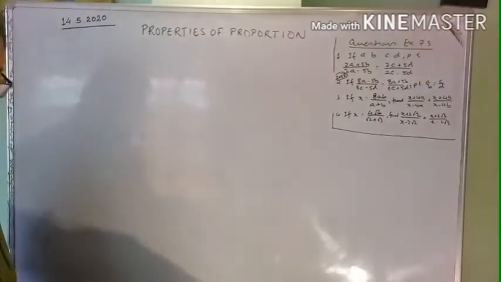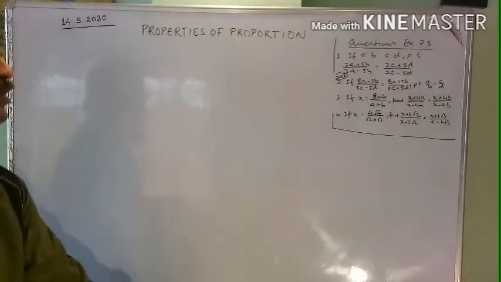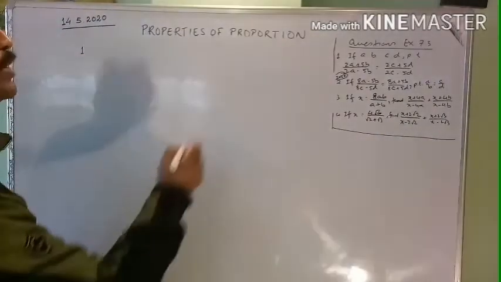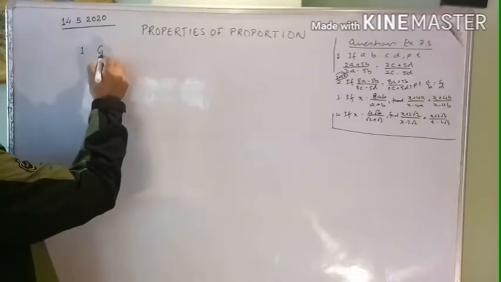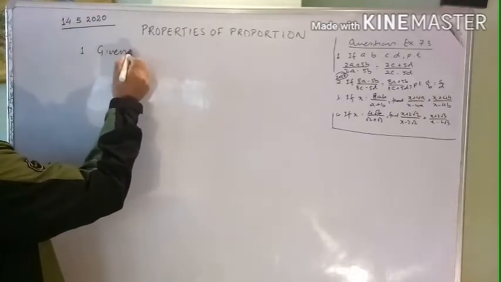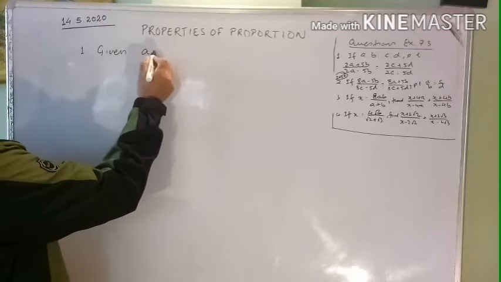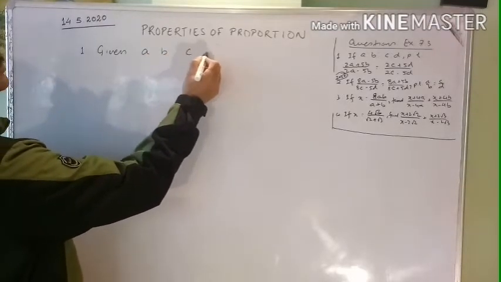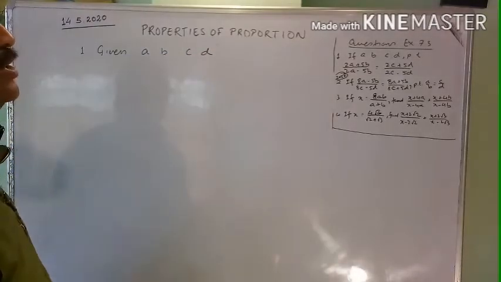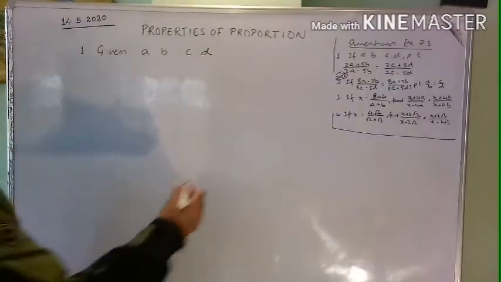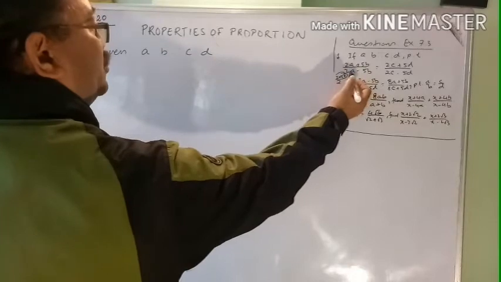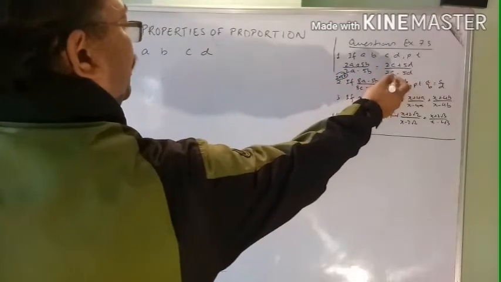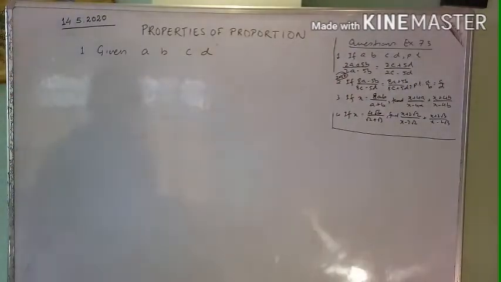Now we'll take question number 1. So what is given is, given A is to B is proportional to C is to D. This is given. And we have to prove that 2A plus 5B upon 2A minus 5B is equal to twice C plus 5D upon twice C minus 5D.